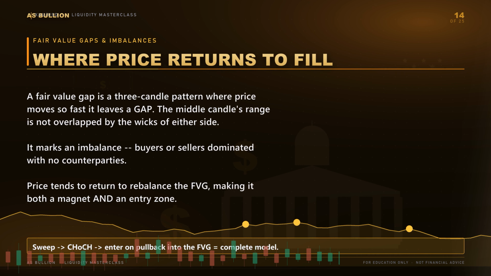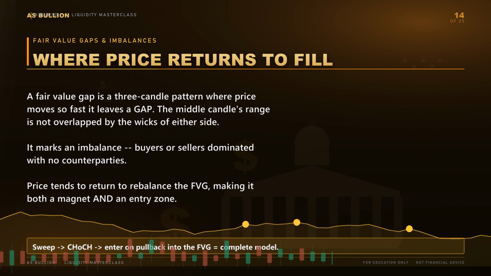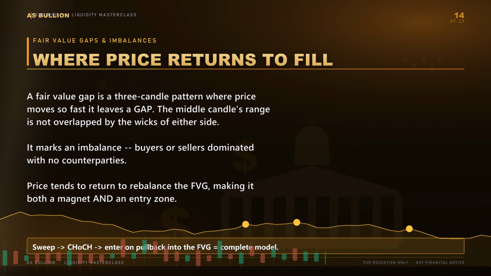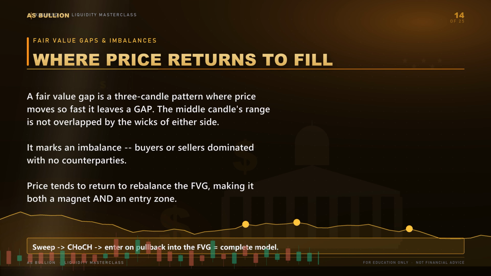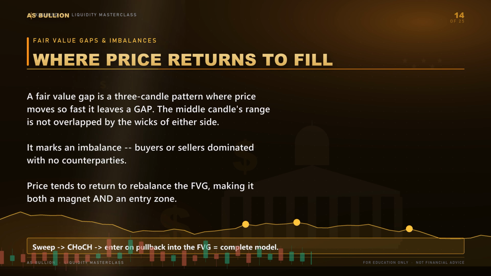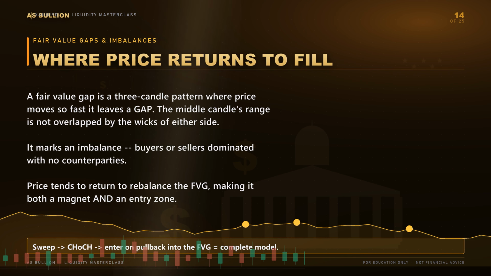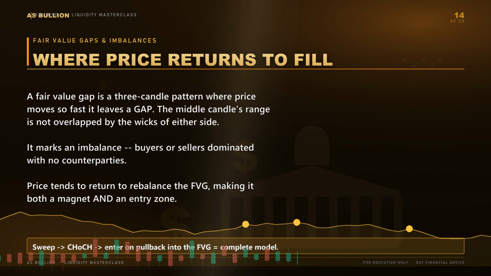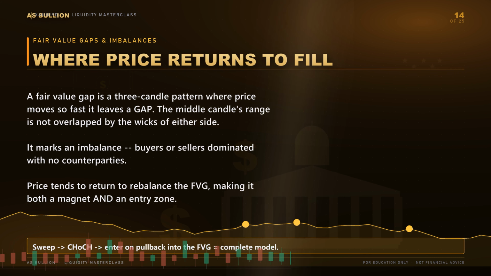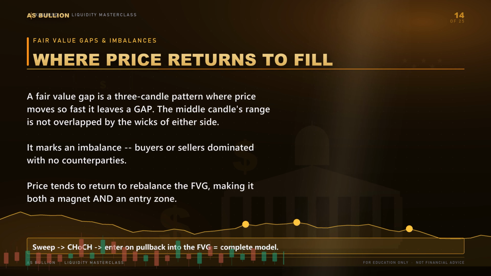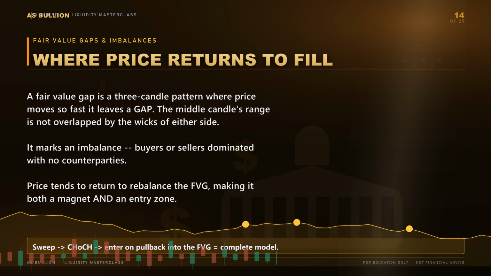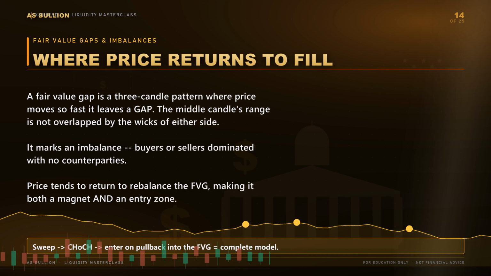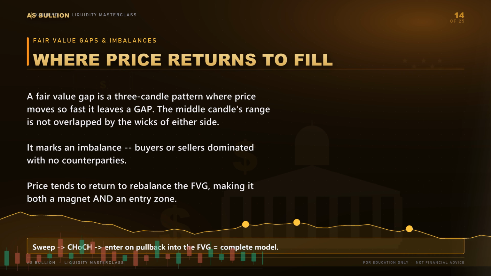The best order blocks are the ones that caused a liquidity sweep and break of structure. Fair value gaps, or imbalances, are a 3-candle pattern where price moves so fast, it leaves a gap. The middle candle's range is not overlapped by the wicks of the candles either side. It marks an imbalance where buyers or sellers dominated with no counterparties. Price tends to return to rebalance the gap, making it both a magnet and an entry zone.